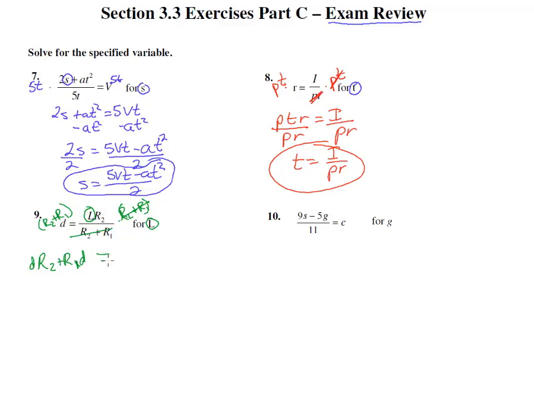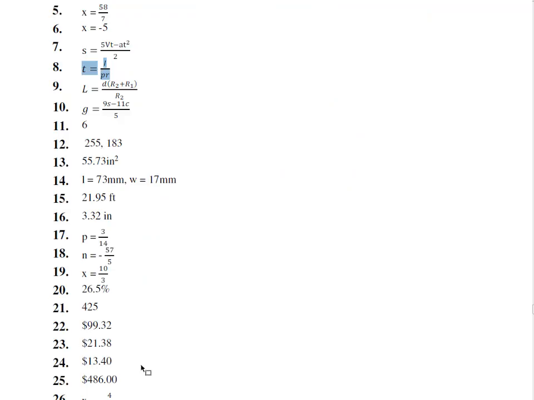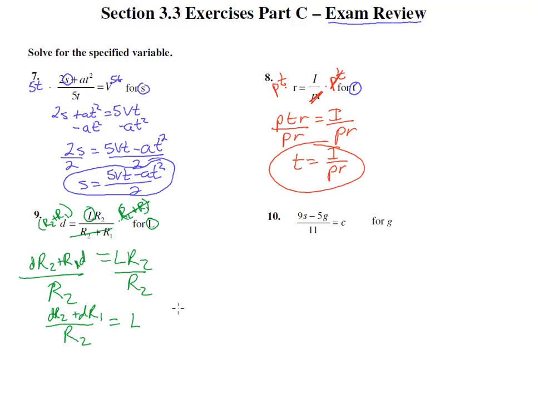That's good. Equals L r2. Well, we only have one last thing to do, and that is divide everything by r sub 2. And that will leave that L all by itself. So we get L equals dr2 plus dr1. And if we left that with the parentheses around the r2 plus r1, I don't think that would be a bad thing. Let's double check our answer. L equals, oh, they did. They left d(r2 plus r1) all over r2. Either way is perfectly fine.